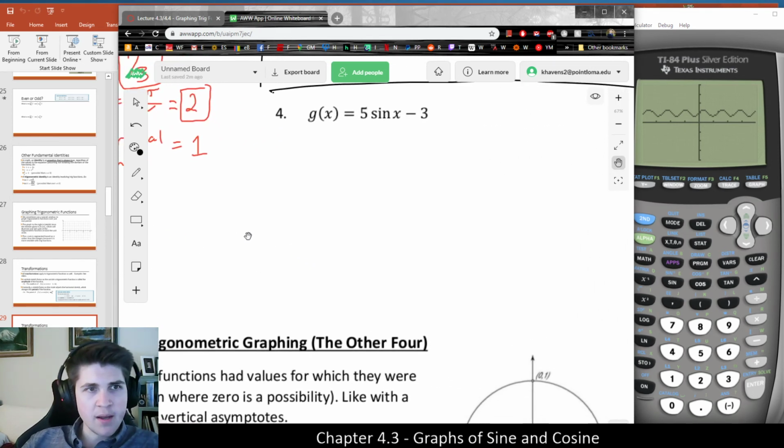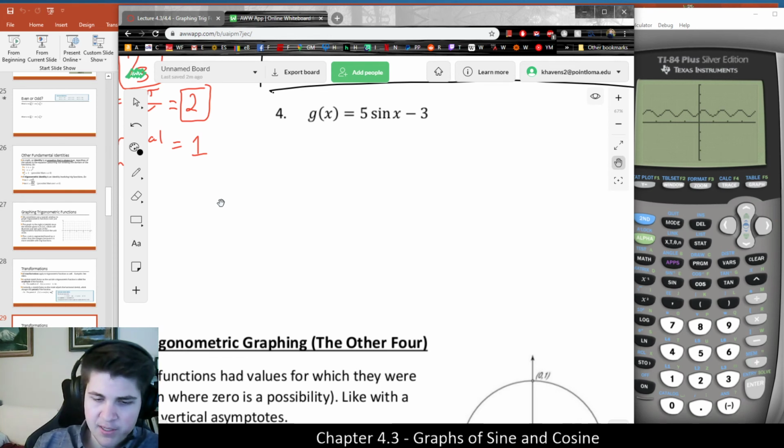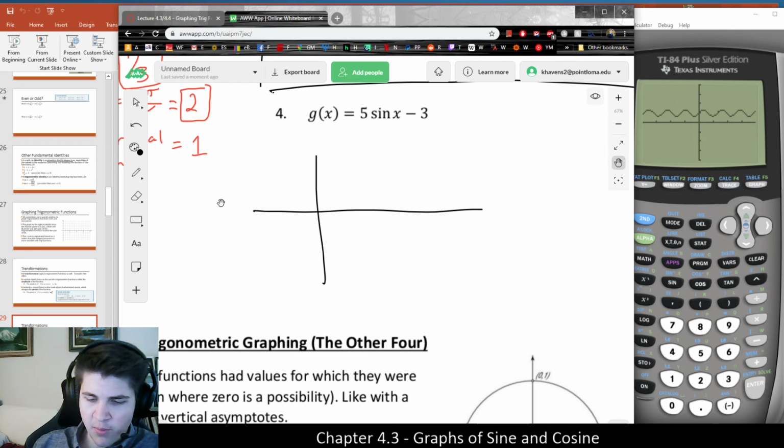And with the last one, this one has an amplitude of 5, vertical shift of 3, down. Otherwise, it's normal. So this one should be really fast. Might as well just do it. So I would always start with the equilibrium, which is down 3. It's going to have an amplitude of 5, meaning it's going to go all the way up to 2, that is -3 plus 5, and it's going to go all the way down by 5, to -8.